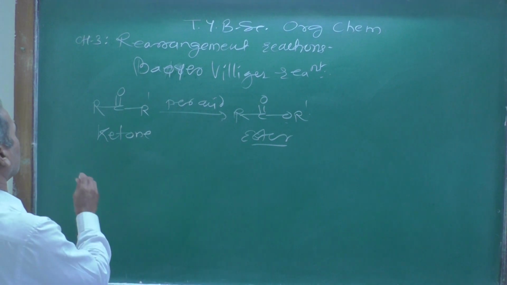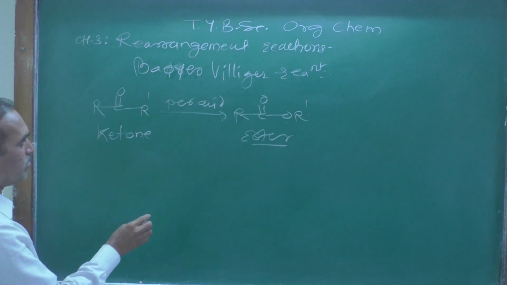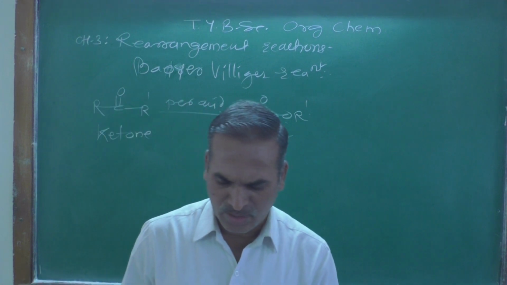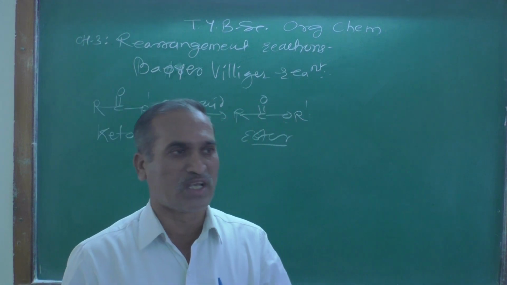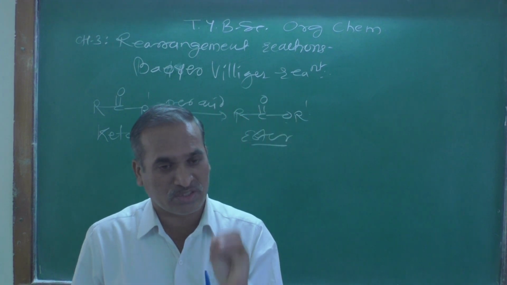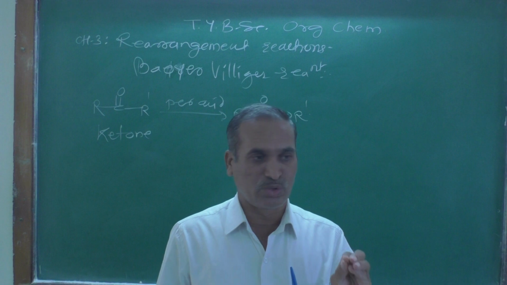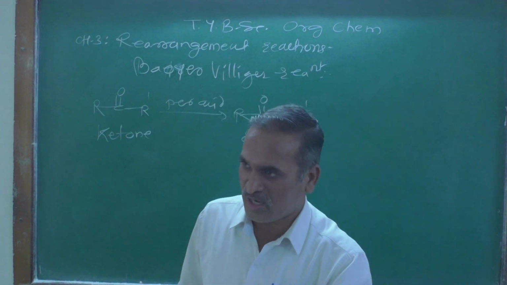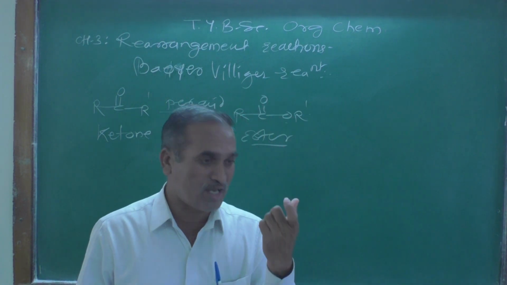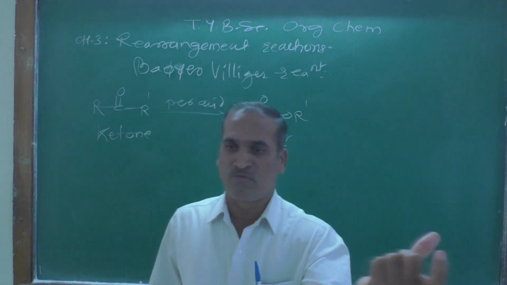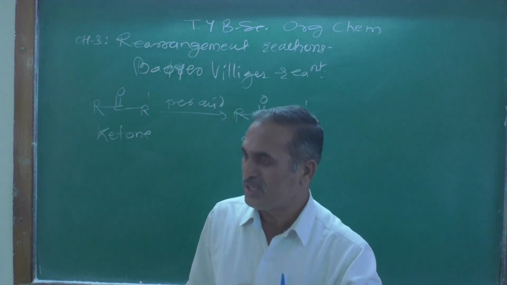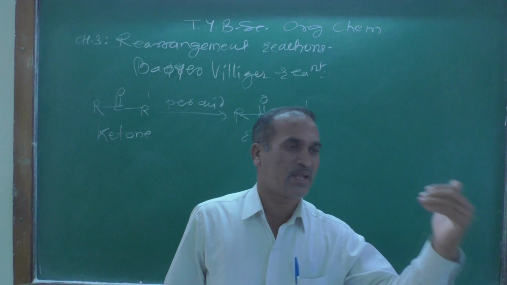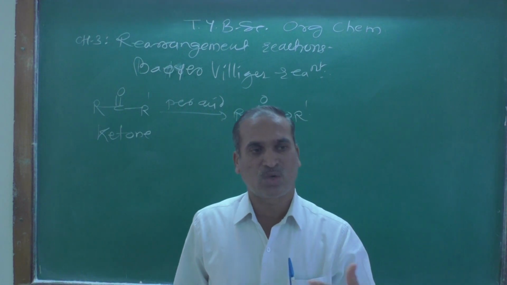But let us see here how the mechanism takes place once again with the help of some example. Let us look here. Cyclic ketone gives lactone. Do you remember the structure of lactone? As I already told you, a lactone is nothing but an ester, a cyclic ester. And the general formula of an amide, everybody knows, is R C double bond O NH2. When it is in an open chain, we call it an amide.